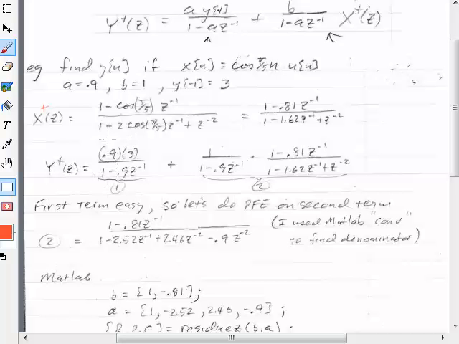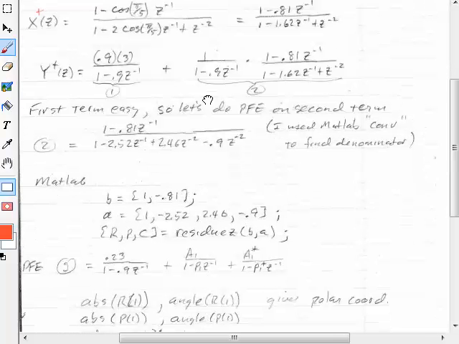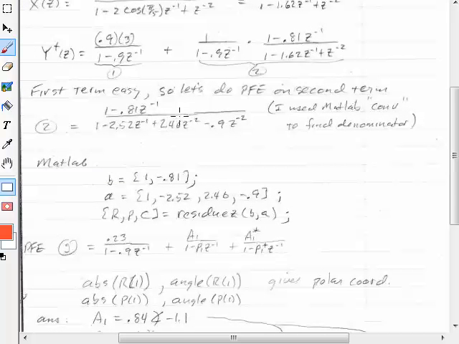Well, this part over here is easy. I say it's easy. We've done this before. This is just a decaying exponential. So let's focus on the inverse z transform of this thing, which is a little more complicated. Okay, so that's what we're going to spend a little bit of time on.